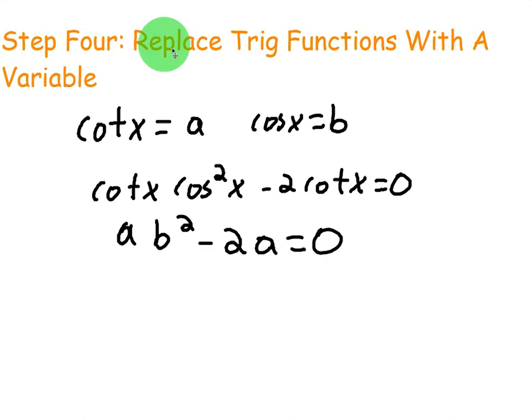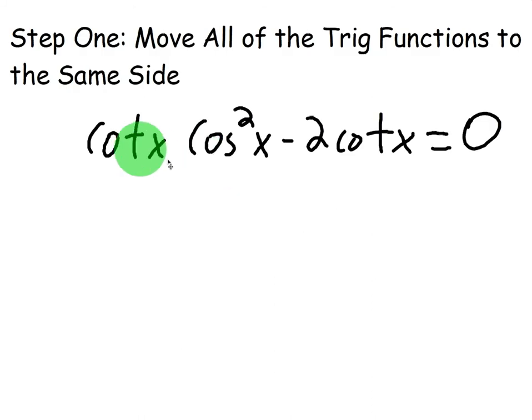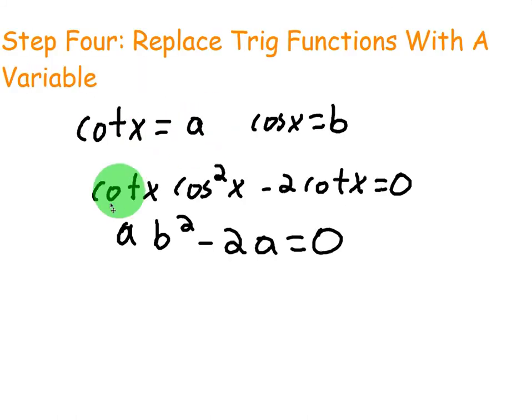Step 4 is to replace trig functions with a variable. So in this case, I have 2 trig functions. I have cotangent and cosine. So I'm going to call my cotangent a and my cosine b. Now I'm going to replace cotangent of x with a and cosine of x with b. So I have ab squared minus 2a, since cotangent of x is equal to a.